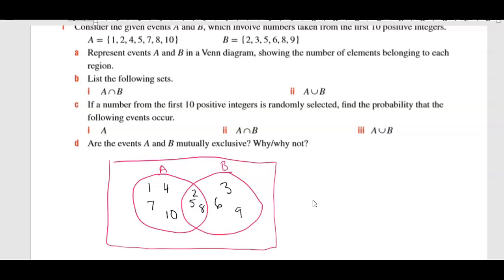So list the following sets. A and B. So we've got 2, 5, 8 is the set for that. 2, 5, and 8. So that's your intersection.